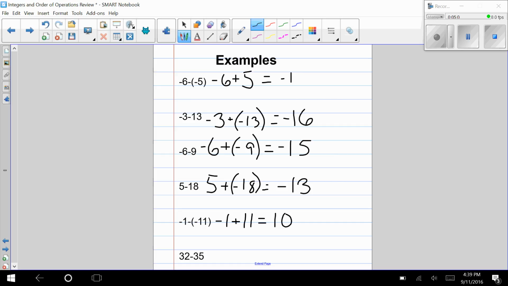32 minus 35. I take 32 plus negative 35. I have more negatives, so my answer will be negative. 35 minus 32 is 3. So my answer is negative 3.